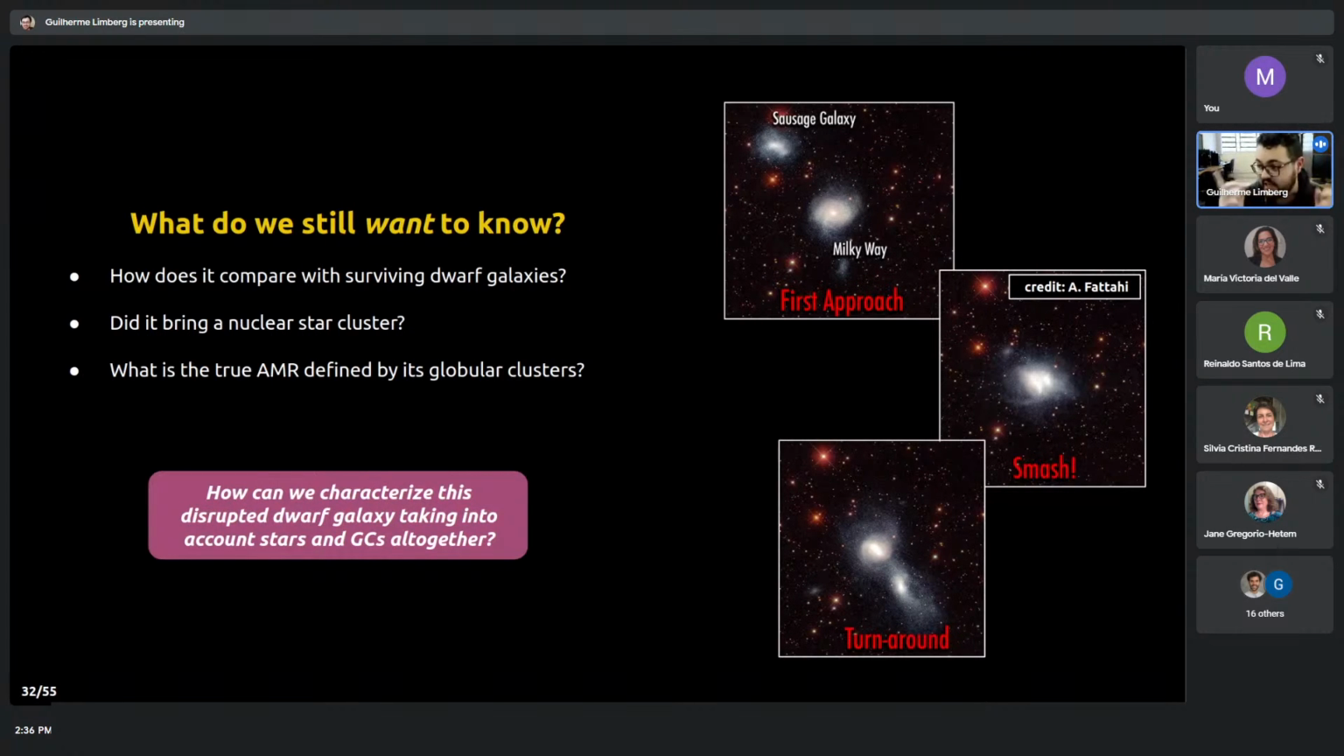And among this system of globular clusters that this galaxy brought into the Milky Way, was there any nuclear star cluster in this galaxy? This is also a question that we can ask ourselves. Looking at the globular clusters accreted within this merging event, was there any nuclear star cluster? And what is the true age-metallicity relation defined by its globular clusters? Because in order for us to define the true age-metallicity relation, it would be necessary to have a data set of globular clusters with self-consistently determined ages and metallicities. So these are all questions that we can ask.